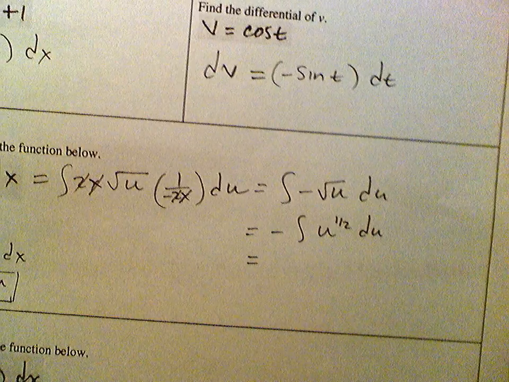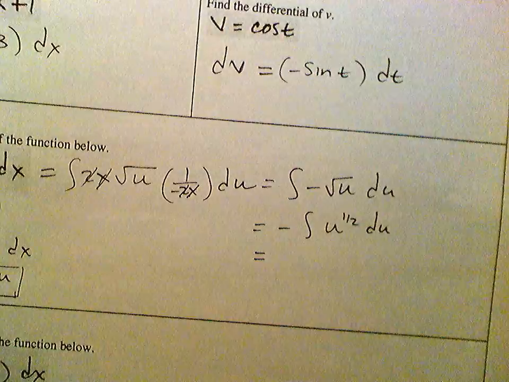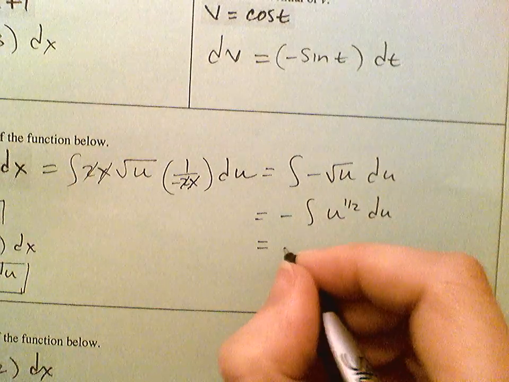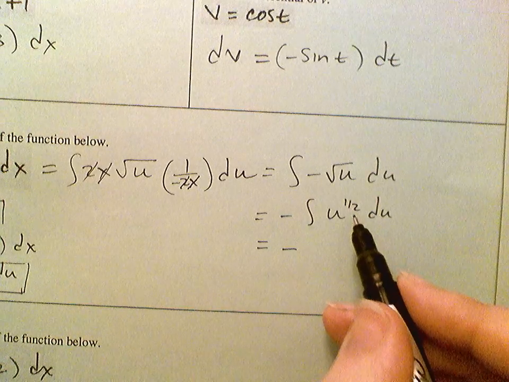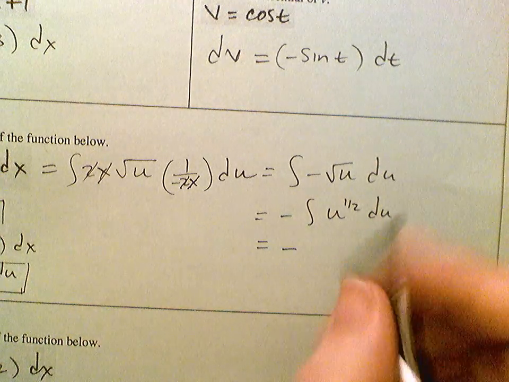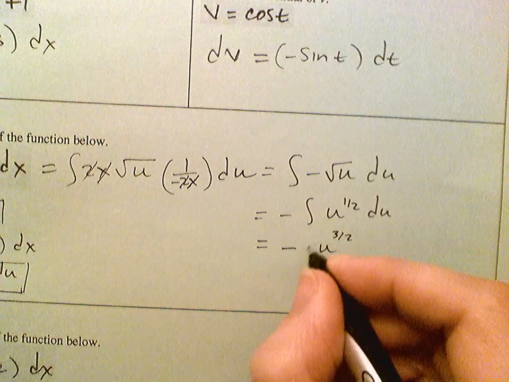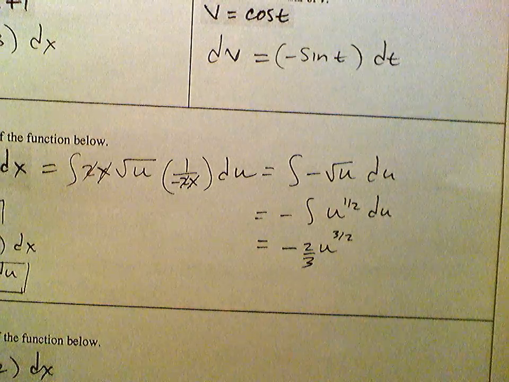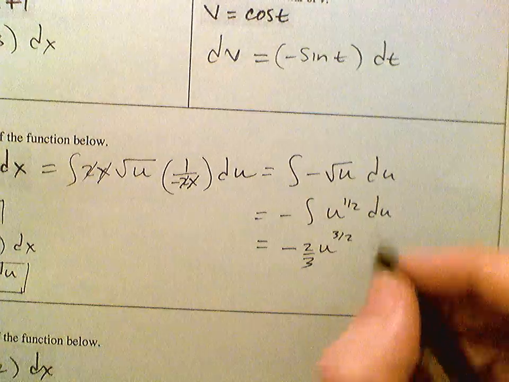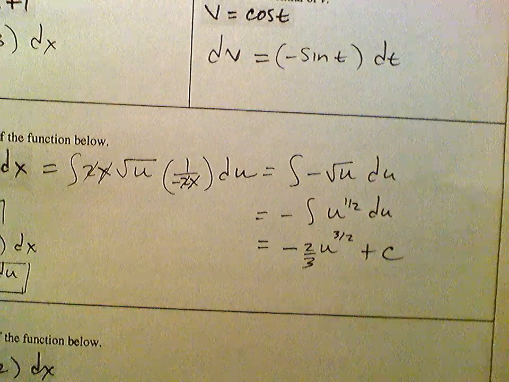And now I just use the power rule. So this is negative, it's going to be u to the 3/2. But then I divide by 3/2, which is multiplying by 2/3, plus c.